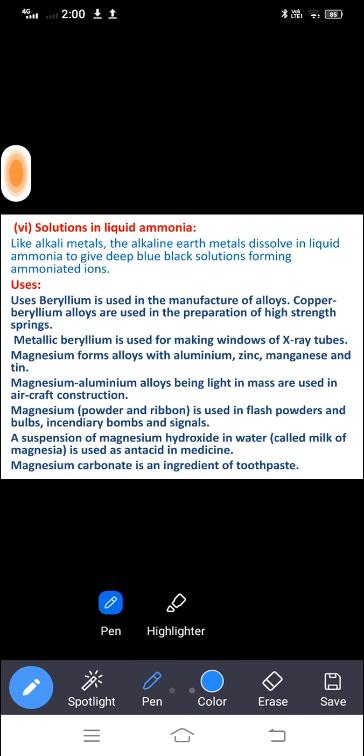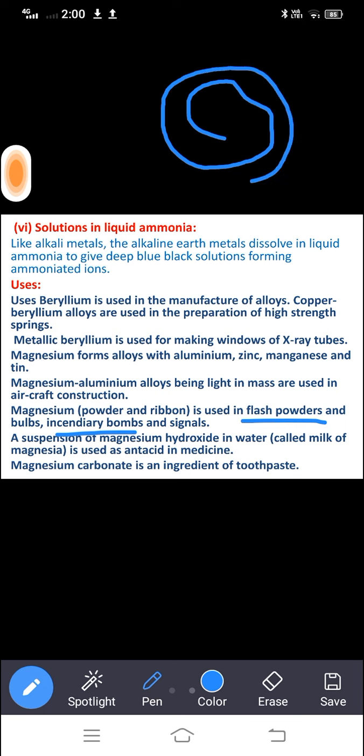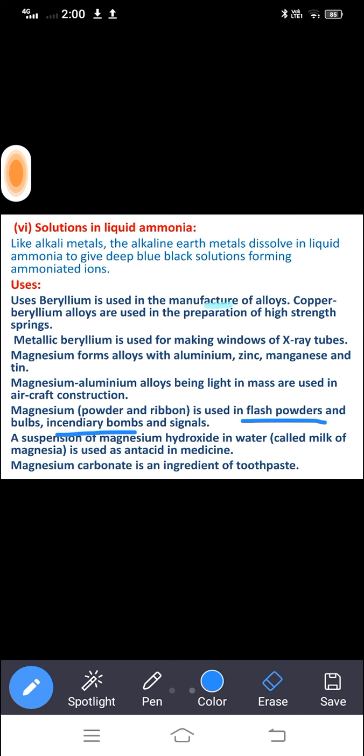And magnesium powder and magnesium ribbon are used in flash powders, bulbs and incendiary bombs. Incendiary bomb means when you throw it, it will burn and create fire. Suppose there is a very big fuel tank. If you throw these incendiary bombs, they create fire, and the fuel will burn very effectively and cause severe damage. So mostly in militaries it will be used. And to produce signals also they will use these incendiary bombs.